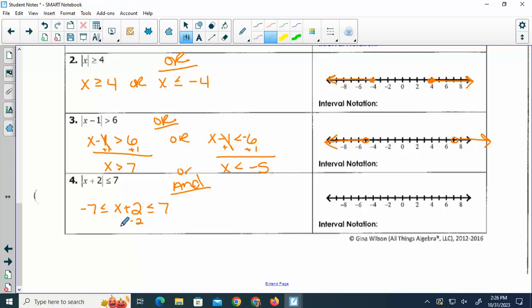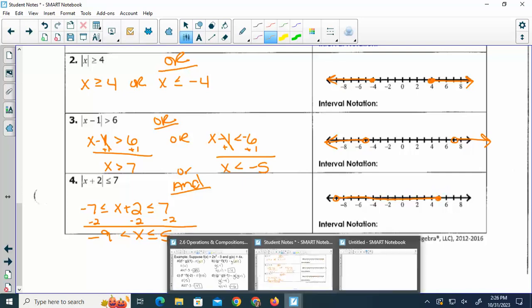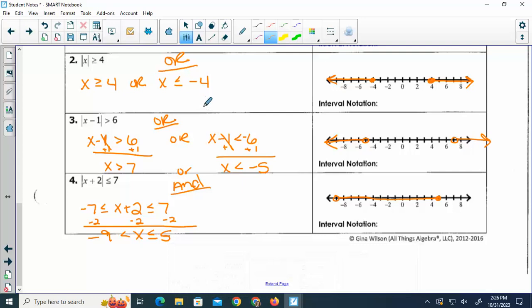So now we're solving this like we were doing yesterday. So negative 9 is less than x is less than or equal to 5. Negative 9 would be an open circle. 5 would be a closed. Our distance was less than a certain number, so we are in between those two.